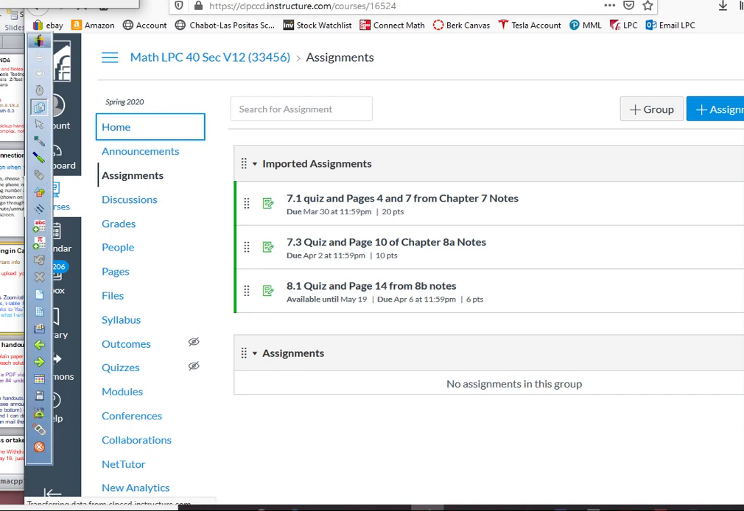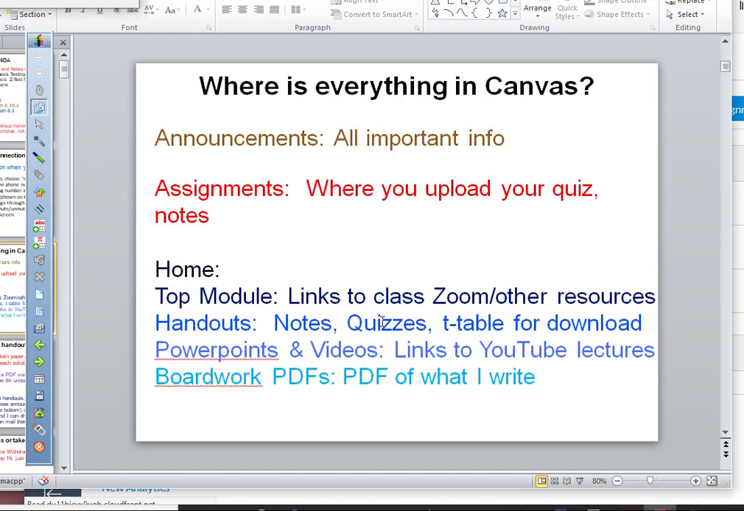And then home, if you look at home, the top part is just where we have our links to Zoom and other resources. The next group is the handouts you might need, the notes, the quizzes, and also the T-table that you can download. And then the next group is your PowerPoints, and also videos. Those are links to all the videos.